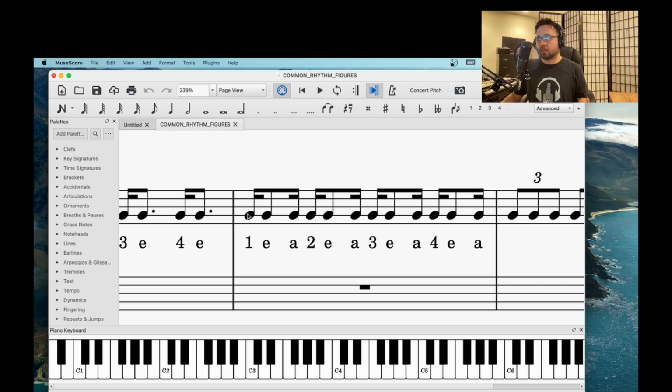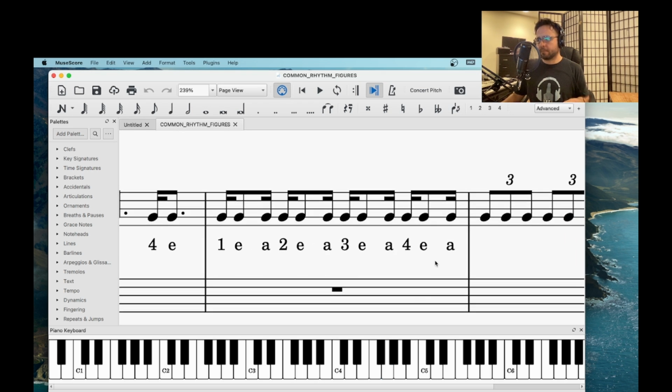Again, with numbers: 1 E a, 2 E a, 3 E a, 4 E a. Ta-tun, ta-ta-tun, ta-ta-tun, ta-ta-tun. Well, that last one would be ta ta ta ta ta ta ta ta ta ta ta ta. Don't forget the last one.